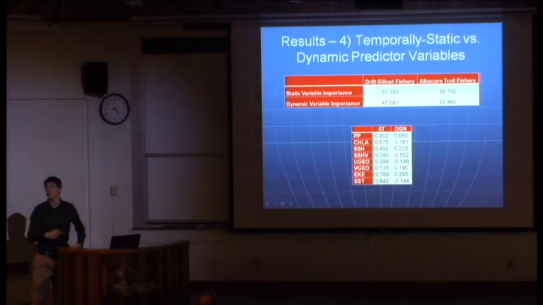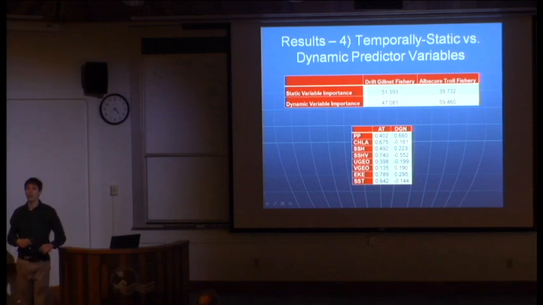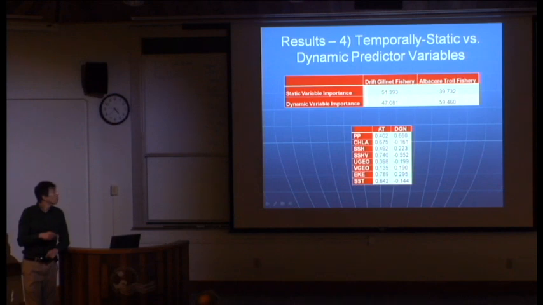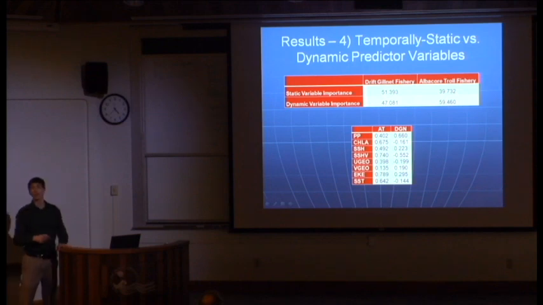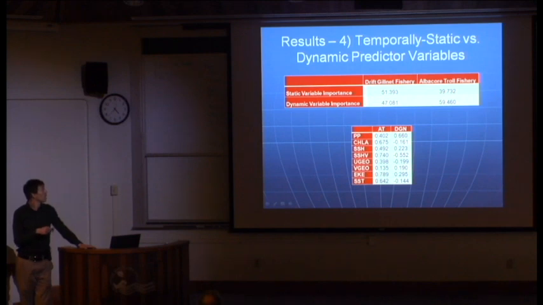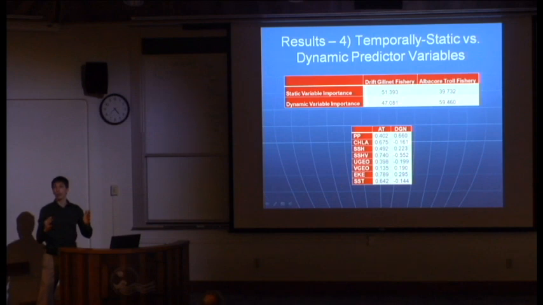Okay, so now let's talk about temporally static versus dynamic predictor variables. As we expected, for the more oceanic albacore troll fishery, the static variables were less important than the dynamic variables. For the drift gillnet fishery, it was the opposite, although they're pretty close in importance here. One thing, though, there are several other differences between the data sets. You'll remember the drift gillnet data are from 1981 to 2001, whereas albacore troll data are from 1991 to 2010.